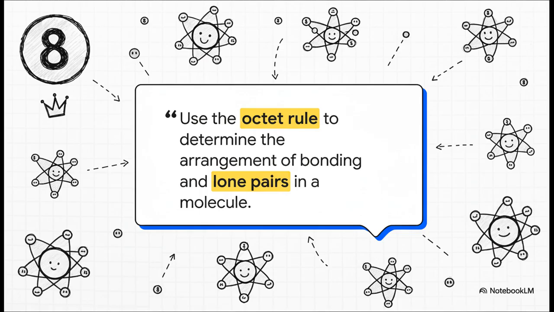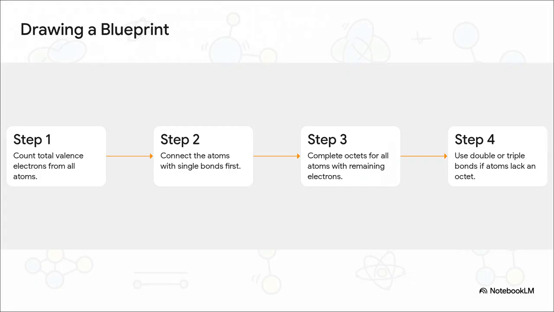So how do we know where all these electrons go? Well, the whole game is guided by one main idea, the octet rule. You can think of it as the number one goal for most atoms. They just feel the most stable and, well, happy when they have 8 electrons surrounding them. Drawing one is basically a 4-step recipe.